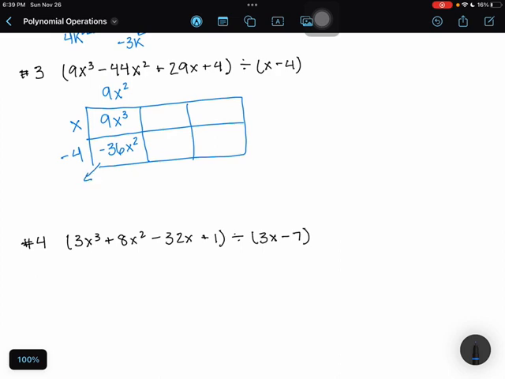But I don't need -36. I know from my problem that I need a -44x squared. So to get from -36 to -44, I need to subtract 8x squared. So what do I multiply x by to get to -8x squared? That's -8x. And then I do the whole process again. So -8 times -4 would be +32x. But I don't need 32x. I actually need 29x. So to get from 32 to 29, I need to subtract 3x.